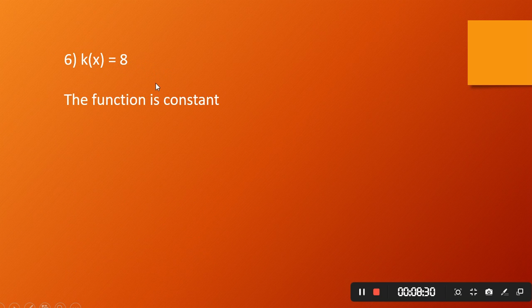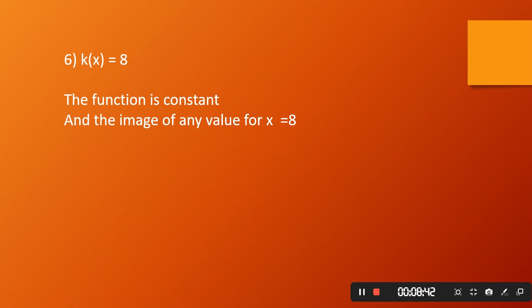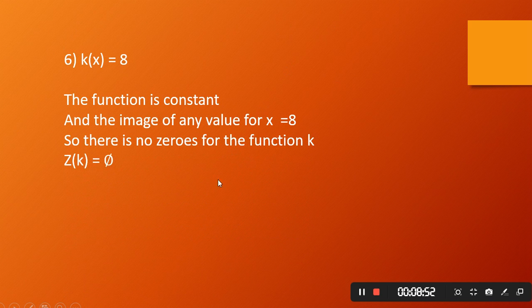So there are no values for x that I can put and get 0 as an image. There is no number when I search for the set of zeros. No number and no element to put inside the set means the set is empty. Empty set means the set of zeros is called phi. So here z of k equals phi.